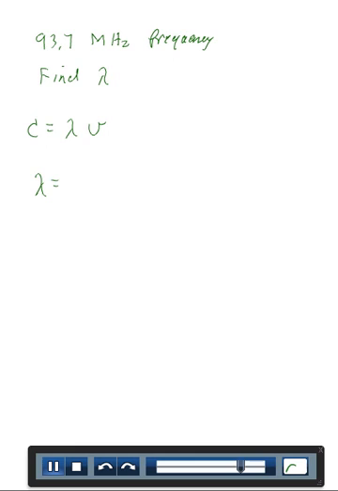So let's find the wavelength for the radio station in Oxford operating at 93.7 megahertz frequency. We'll find the distance between two crests of the wave for that radio station. So we start with our equation, speed equals wavelength times frequency. We want wavelength, so we'll solve for it. That's c over frequency. The speed of light is 3.0 times 10 to the 8th meters per second, divided by the frequency.